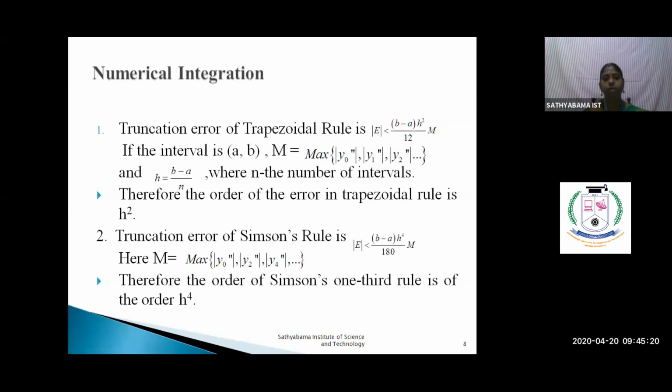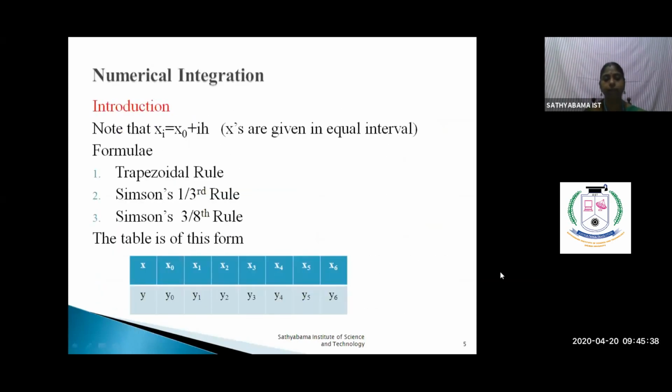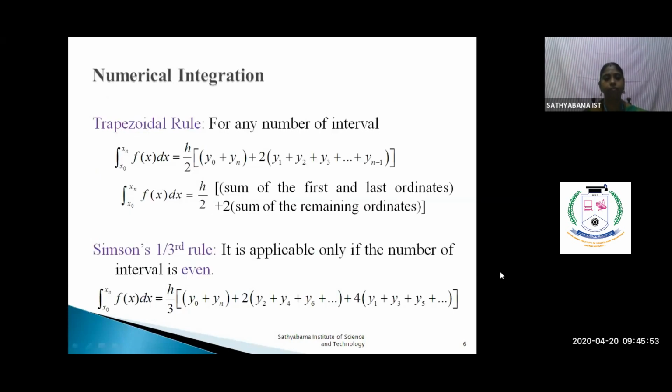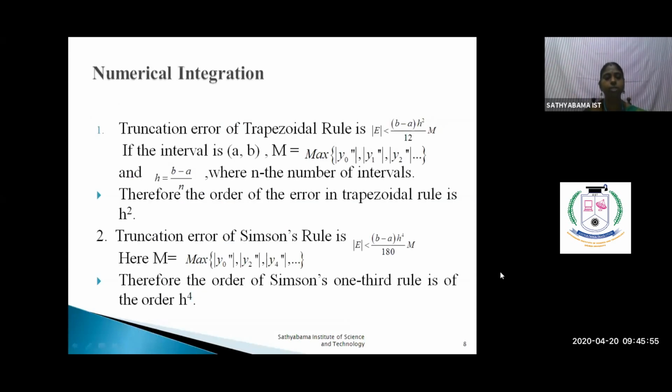And you know well what the interval a comma b is. That's my lower and upper limit. And h is given here as (b minus a) by n. n is the number of intervals. And in that example, I told you n equal to 6, isn't it? n equal to 6. 6 is a very appropriate number because it is the least number which is a multiple of 2 and also a multiple of 3. So that's why we always take n equal to 6 in this formula.